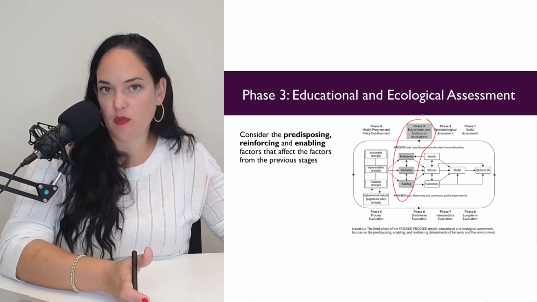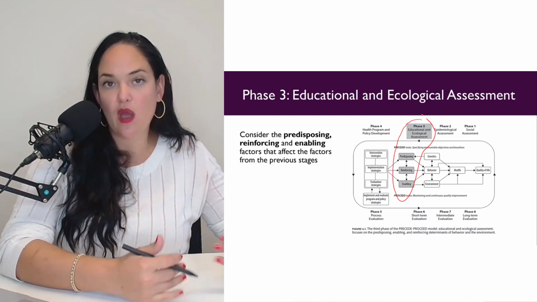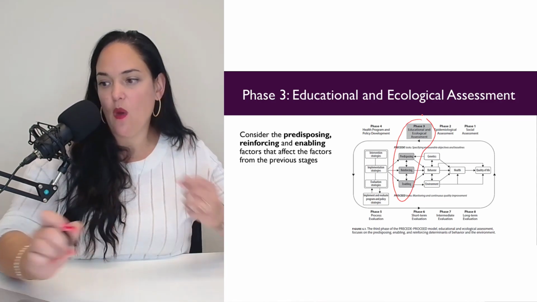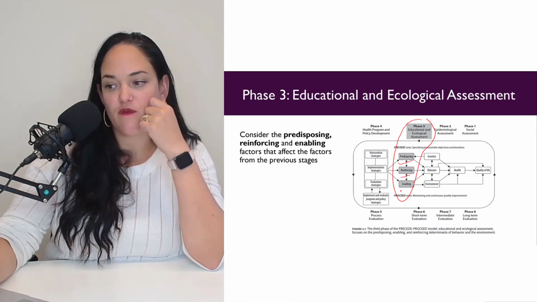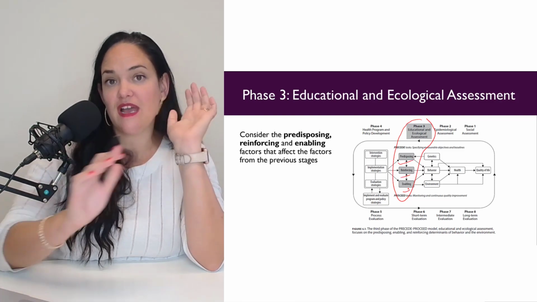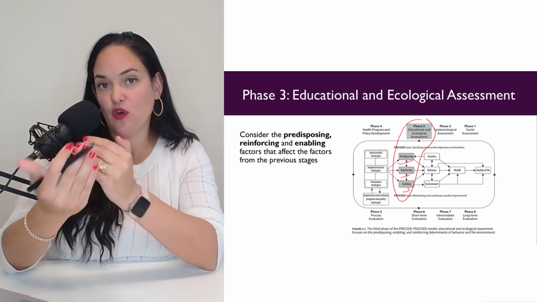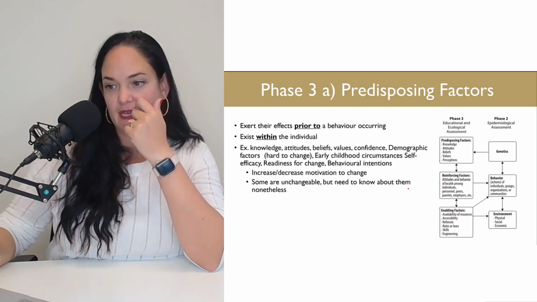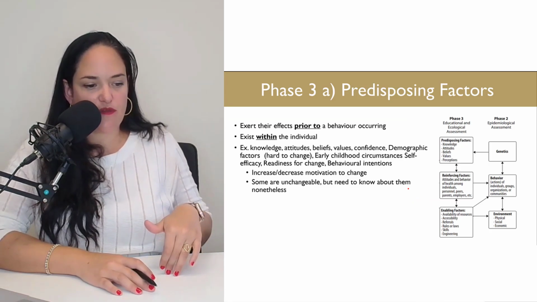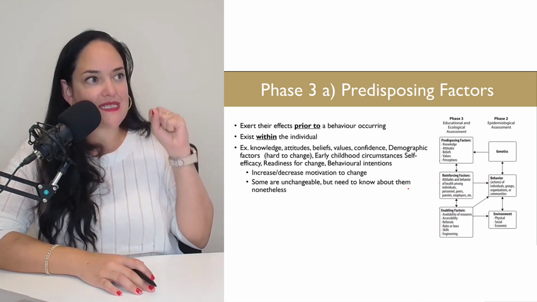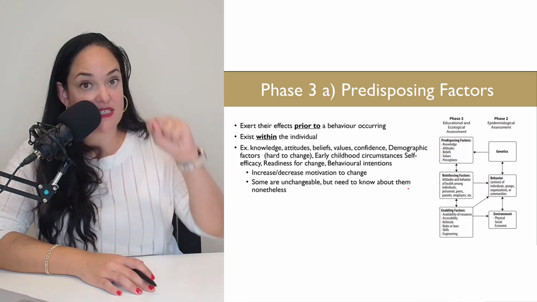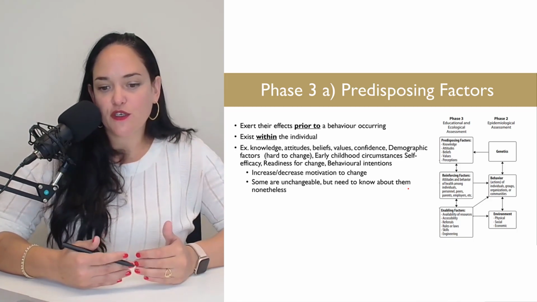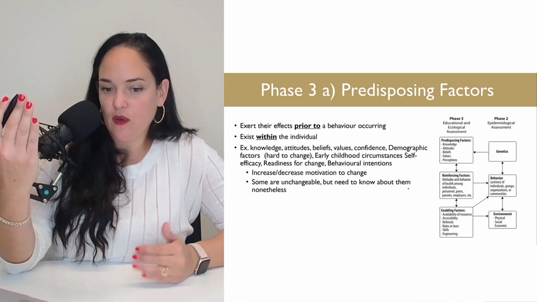Right? Why aren't they moving their body enough? Why are they currently smoking? Why are they eating a certain way? What are the predisposing, reinforcing, and enabling factors that are causing that current behavior or that current environment to exist? Okay, so let's break this down a little bit further, because this is such an important part of the diagnostic stage. So predisposing factors, okay, so they're not exercising, why?